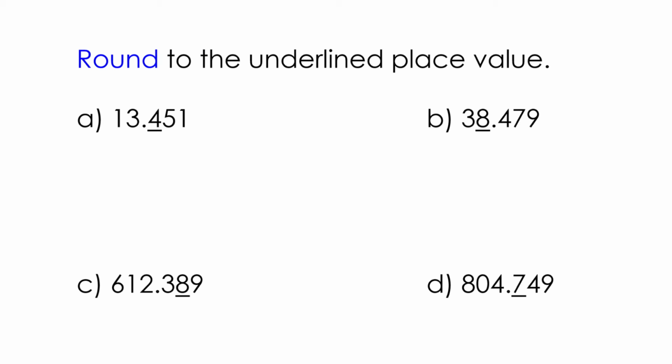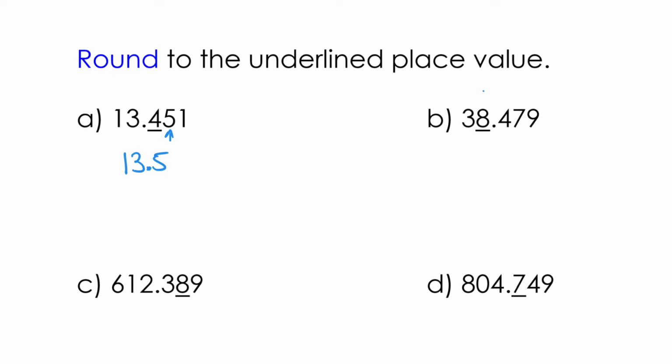Slide 10. They've underlined the place value, so round to the underlined place value. We have to round to the nearest tenth. Because it's the nearest tenth, this is the number that matters here, and the 5 tells us to go up. That makes this answer 13.5.